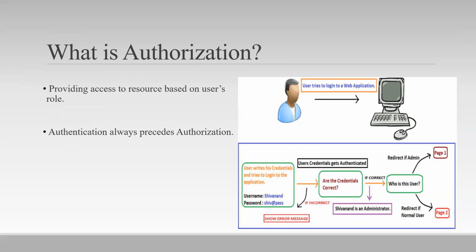User is first trying to log into a web application. The user writes his login username and password. If these are incorrect, you'll get back an error message that you are not an authenticated user. If the credentials are correct, then it will check the role of the user, let's say its name is Shivanand, whether this person is a normal user or an administrator. If this person is an administrator, he will be redirected to the admin page. Otherwise, if it's a normal user, the application will redirect him to a normal user page.